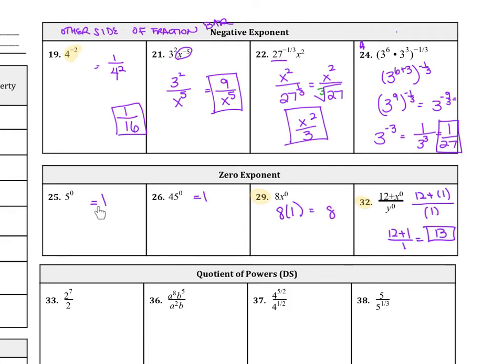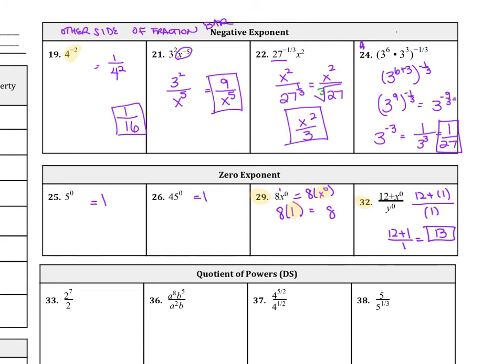So the first example is 1. 5 to the 0 is 1. That 0 is attached to that 5 there, so it's 1. 45 to the 0 power is also 1. Now 29, you have to be careful. The exponent of 8 is actually 1, it's not 0. The 8 still stays. But x to the 0 does change. So you could rewrite it as 8 times x to the 0. The x to the 0 is the one that becomes 1. So then our final answer is 8.